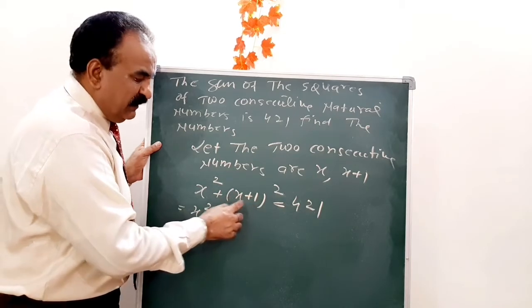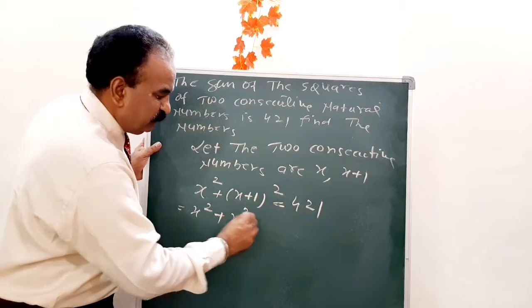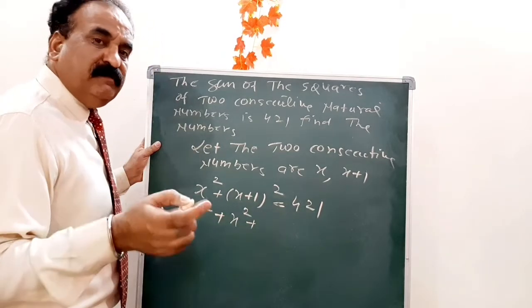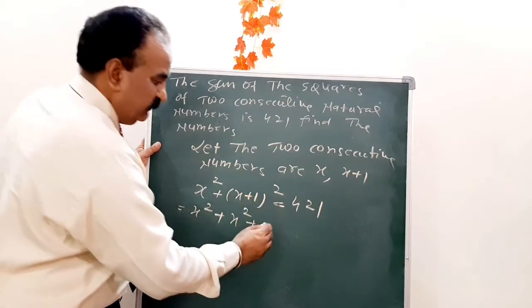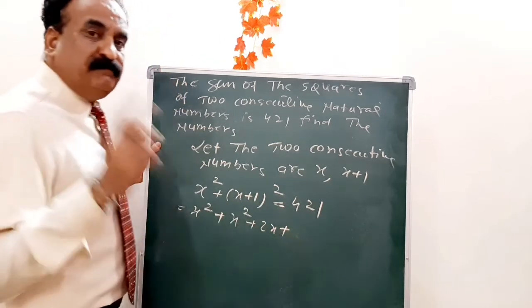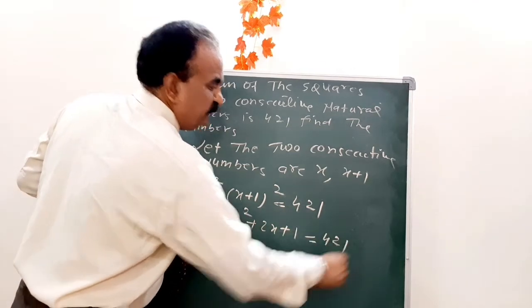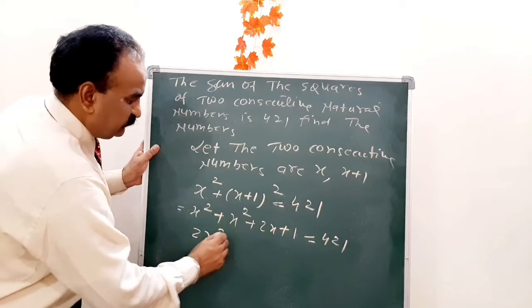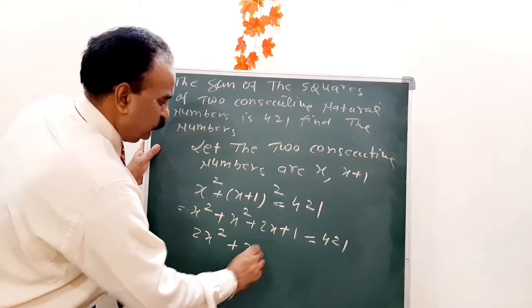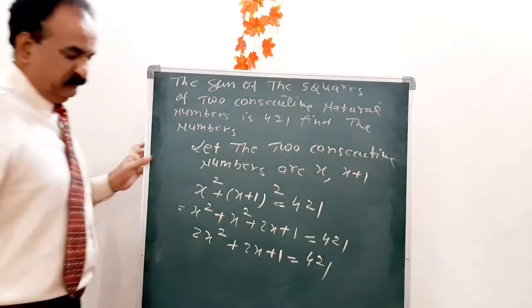It means you can apply a plus b whole square. a square means x square plus 2ab. 2ab means 2 into a into b, so 2 into x into 1, it means plus 2x. Plus b square. b square means 1 square means 1. Is equal to 421. So x square plus x square, 2x square plus 2x plus 1 is equal to 421.